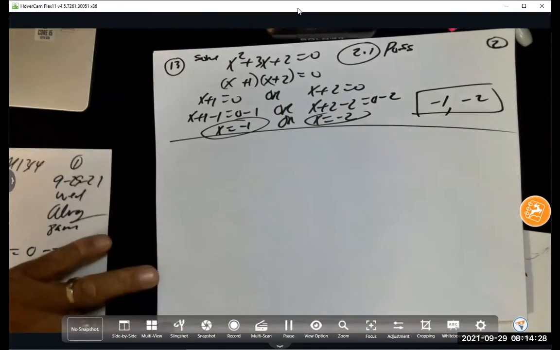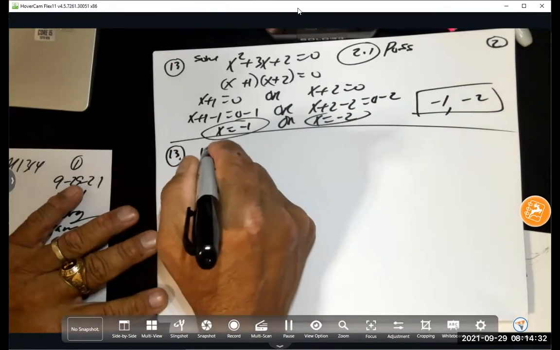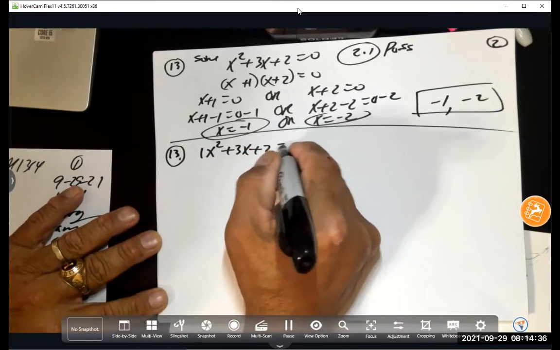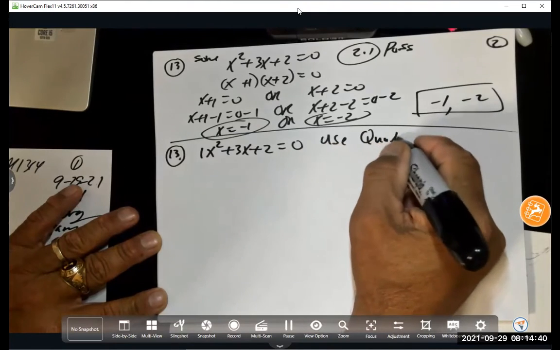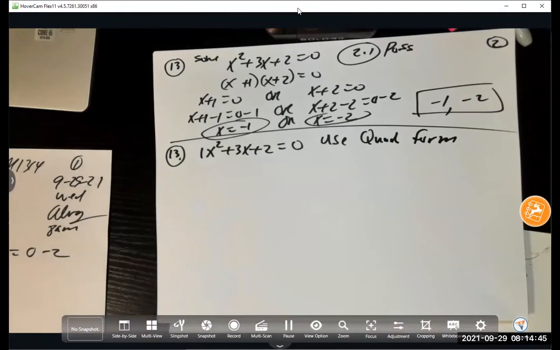So now we're going to do the same problem. Okay, let's see, 1x squared plus 3x plus 2 equals 0. It's going to say this: use the quadratic formula. Okay, we're going to use the quadratic formula and show you what that is.